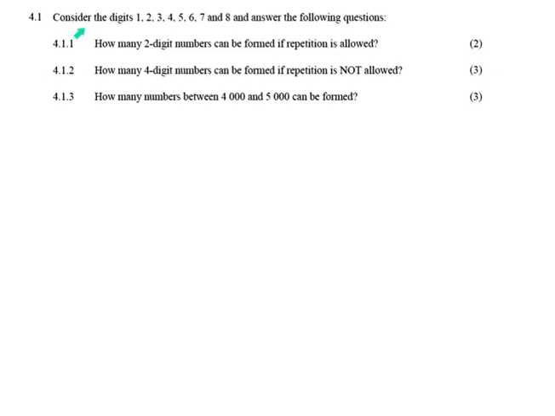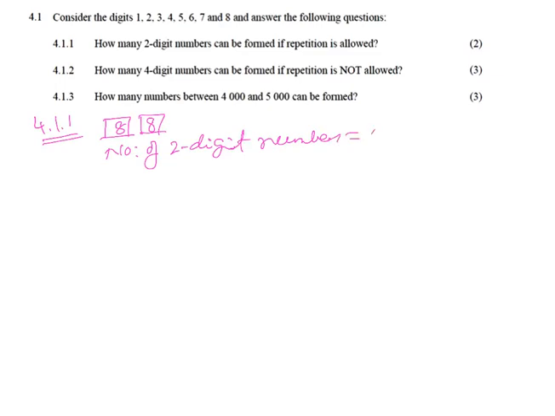The question here is, consider the digits 1, 2, 3, 4, 5, 6, 7, 8 and answer the following questions. How many 2 digit numbers can be formed if the repetition is allowed? So it's a 2 digit number, that means I have 2 positions, and a repetition is allowed. I have 8 choices for each. Therefore, the number of 2 digit numbers will be 8 times 8. 8 squared is 64.